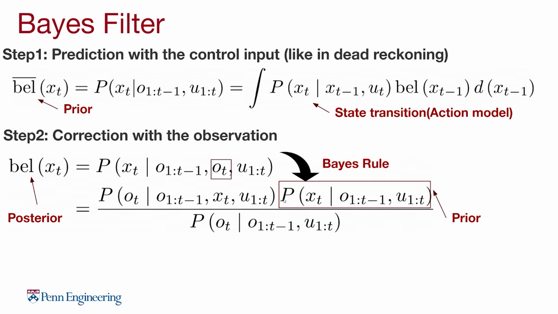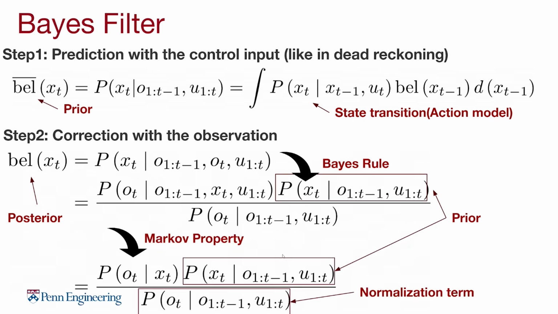So what we have here is that we can use the Bayes rule. If we apply the Bayes rule to this equation, we will get the first term is the likelihood, the second term is the prior distribution, and the denominator here is just a normalization term. So again, we apply the Markov property to simplify this equation, and we will get the sensor model here.